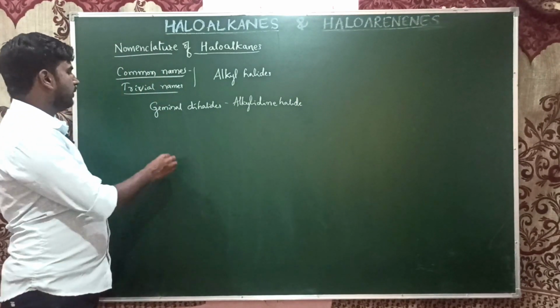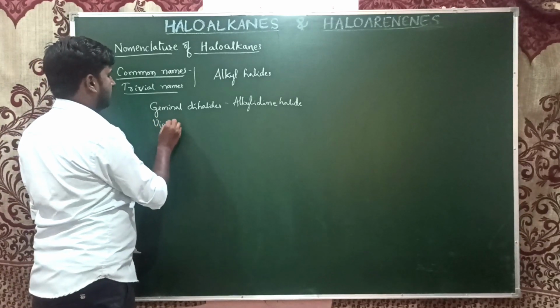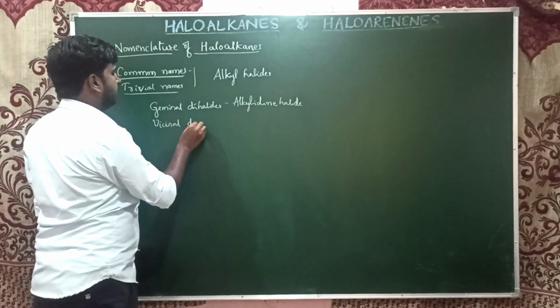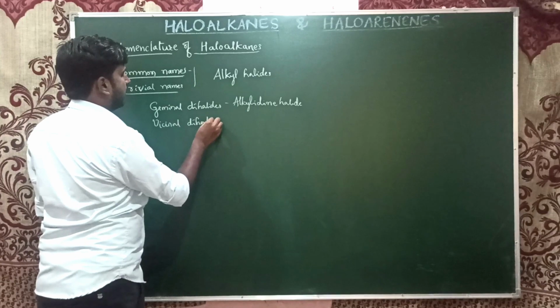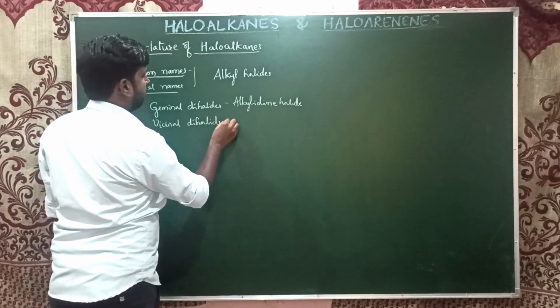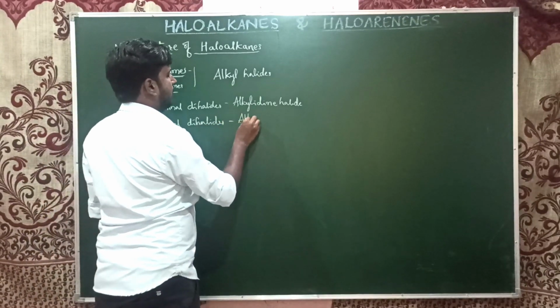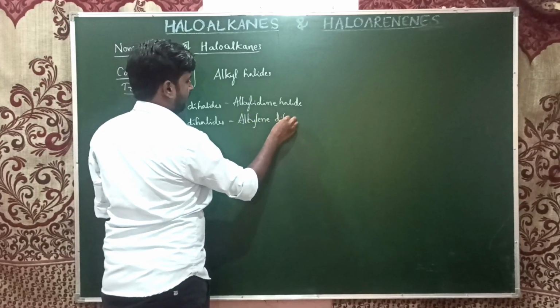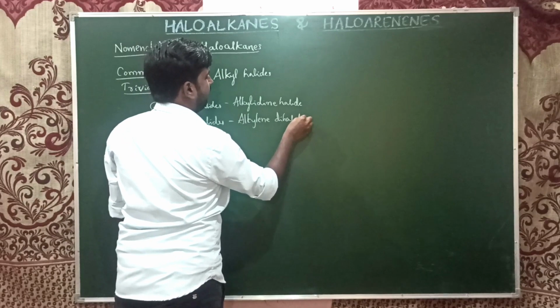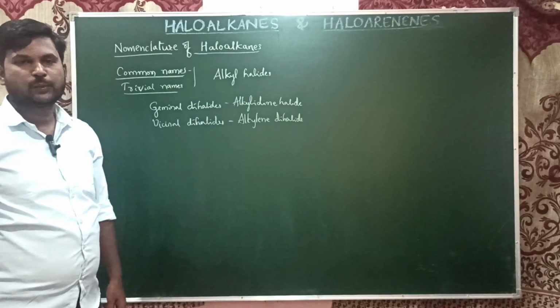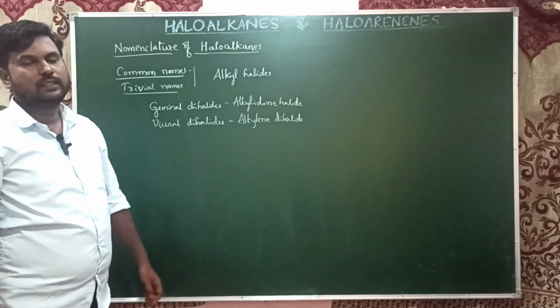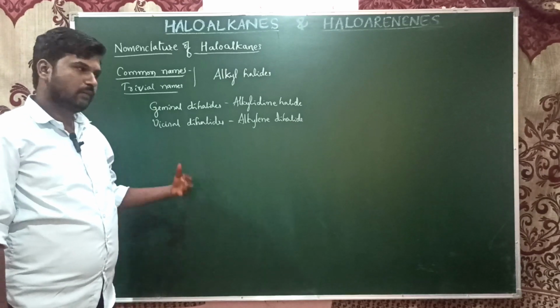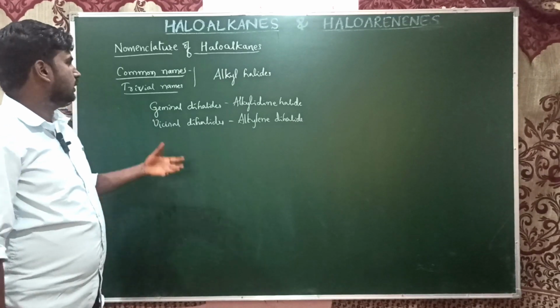And if you have vicinal dihalides, they will be named as alkylene dihalide. Okay, this is how names will be given to the haloalkanes in the common system.